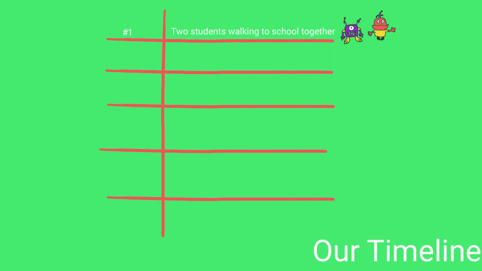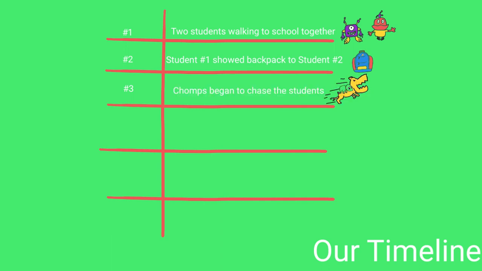Okay, so let's go over our timeline. So we know the first thing that happened was the 2 students were walking to school together. Okay, everyone, now what happened next? That's right, student number 1 showed their backpack off to student number 2. What happened after that? Again, that's right, Chomps began to chase the students. So the students ran into the school. What happened after that? That's right, the backpack was left behind.